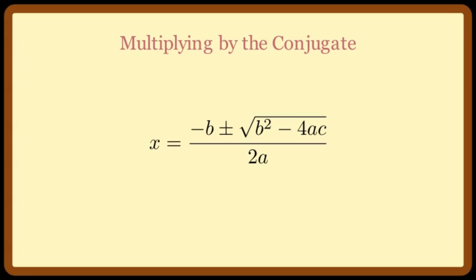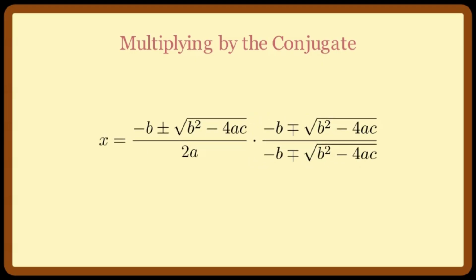To understand how we actually arrive at this formula, we need to use an ancient and clever algebraic trick called multiplying by the conjugate. It is a trick mathematicians love to use. We start with the classic formula we know. Now we take both the numerator and the denominator and multiply them by the conjugate expression of the numerator. What does that mean? It means we take the exact same numerator we have now, but we just flip the plus minus sign in the middle to a minus plus. So our new expression is negative b minus or plus the square root of b squared minus 4ac.